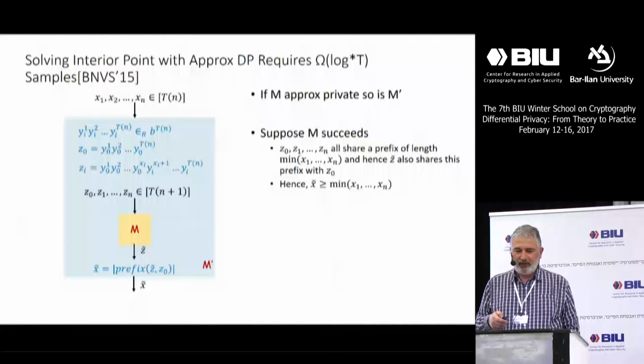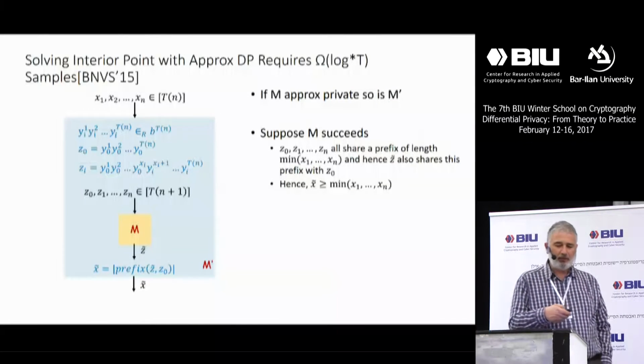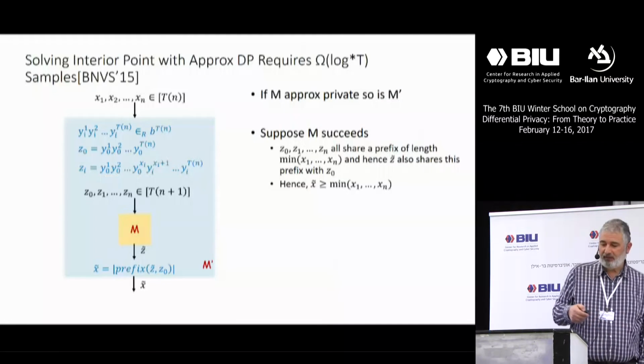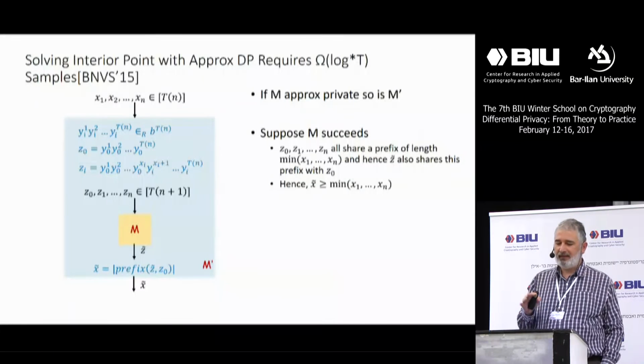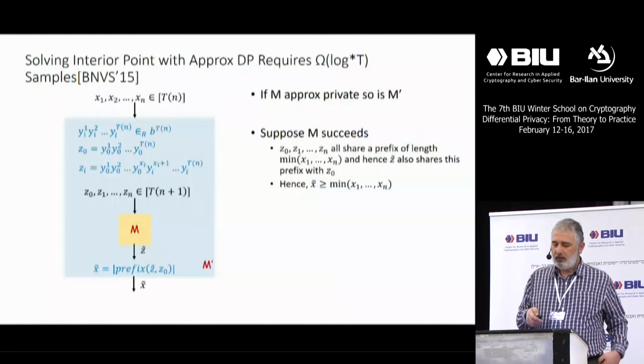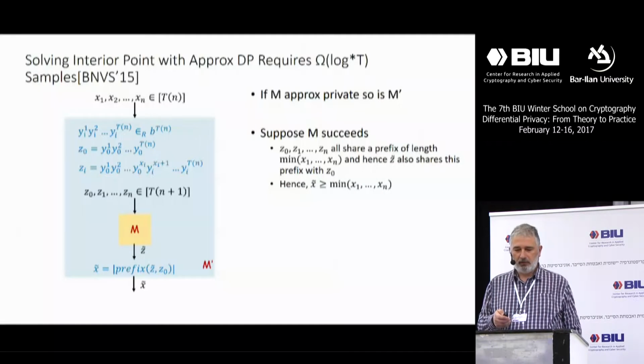Okay, so I need to show that the outcome is larger than the minimum and smaller than the maximum. If that is the case with high probability, then I'm done.